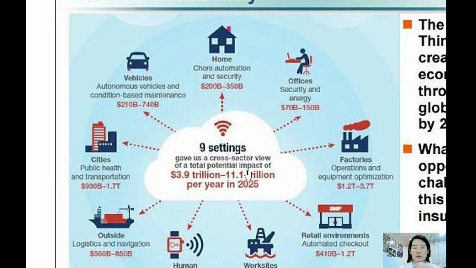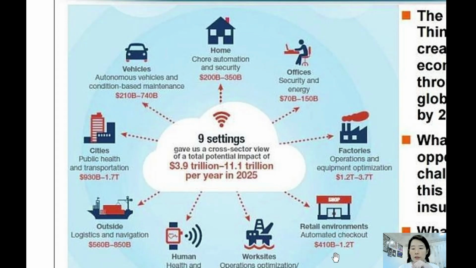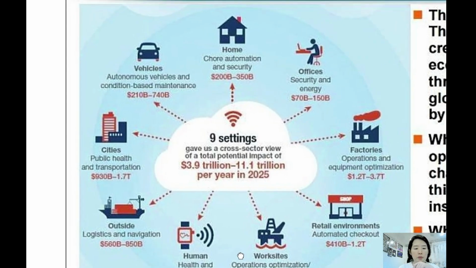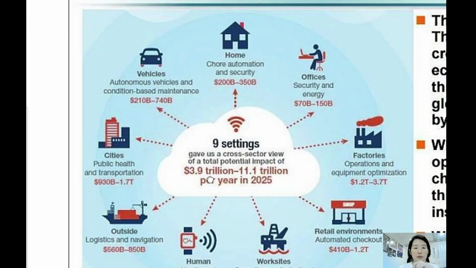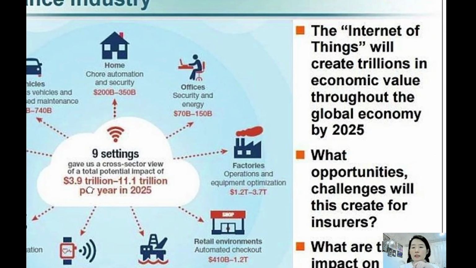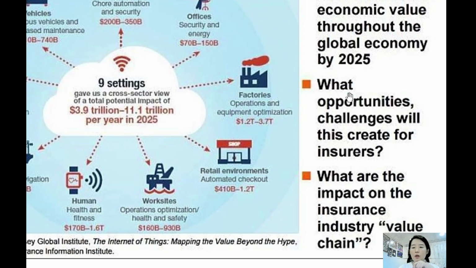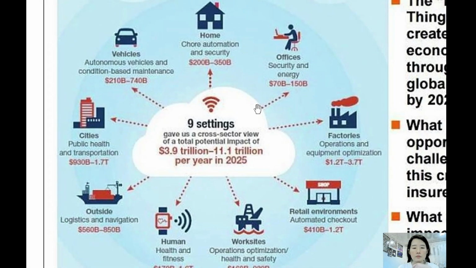The IoT and the insurance industry. In terms of the home, we have 200 to 350 billion. That's quite a lot. In terms of office, security, energy, factories, different kinds of insurance, retail environments, work sites, human, outside cities, public health and transportation, vehicle, homes. So the Internet of Things will create trillions in economic value throughout the global economy by 2025. What are the opportunities and challenges it will create for insurers? What is the impact on the insurance industry value chain?